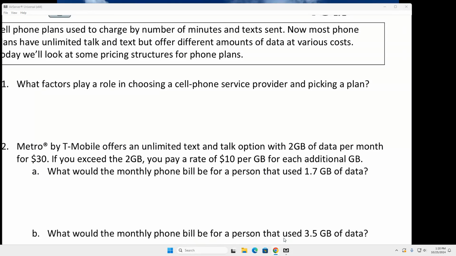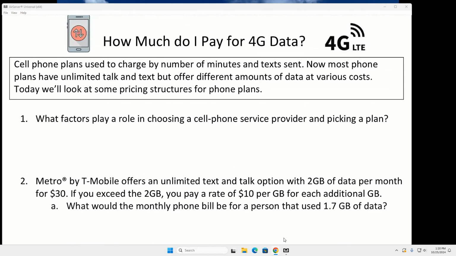So this lesson is on piecewise functions, and you all really haven't learned about piecewise functions, I don't think, since you were in Algebra 1. So it's been a little while. But the first question is an algebra question. So what are some factors that play a role in choosing a cell phone provider and picking a plan? Yeah, that's the big one.